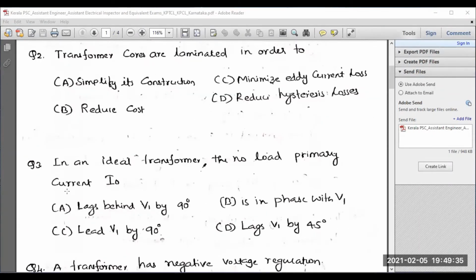Moving on to third question. In an ideal transformer, the no-load primary current I0 lags behind V1 by 90 degree, is in phase with V1, leads by 90 degree, lags by 45 degree. Actually, an ideal transformer is basically an inductor. Transformer, it is an inductive load. Okay. No-load primary current I0. What is the specialty of inductive load? Current will always lag behind the voltage at an angle of 90 degree. Same thing will be applicable for this case. Okay, I can go for option A. So option A is the right answer. That is question number 3.